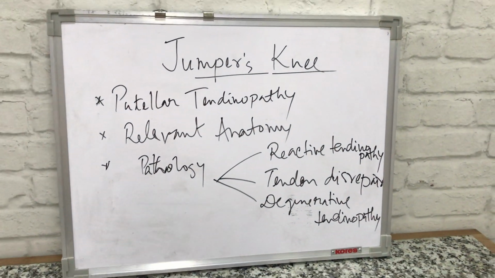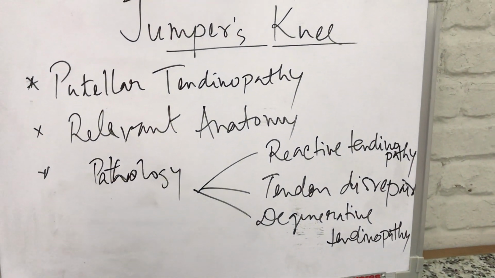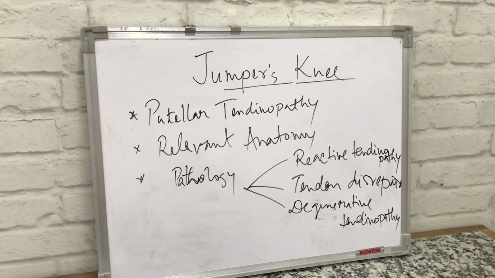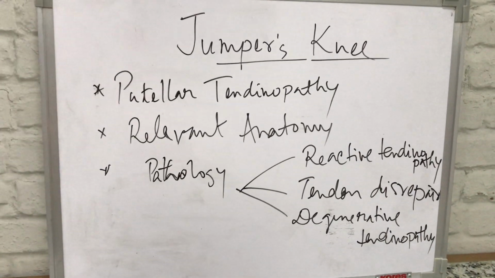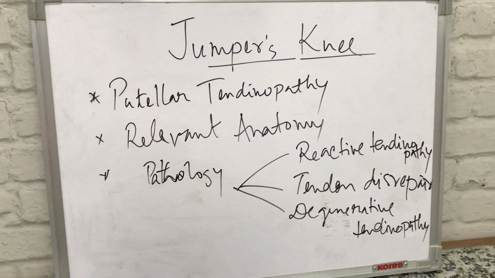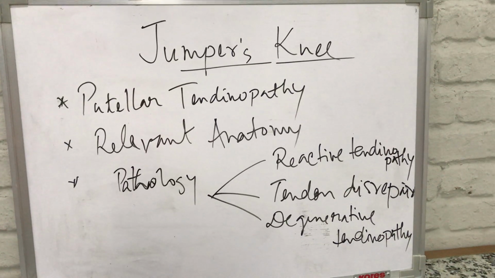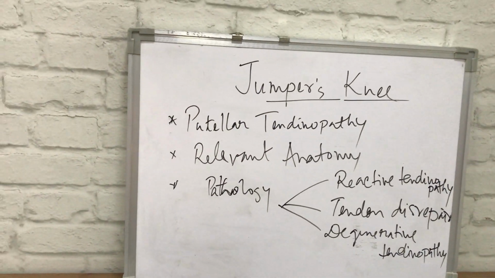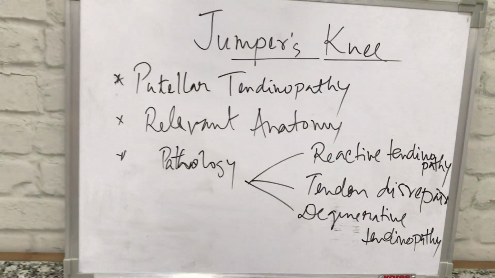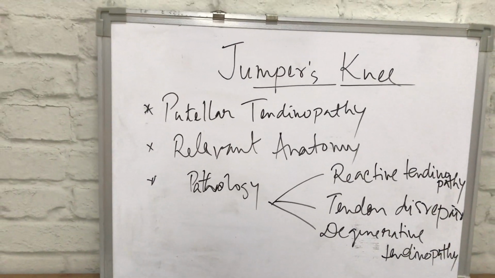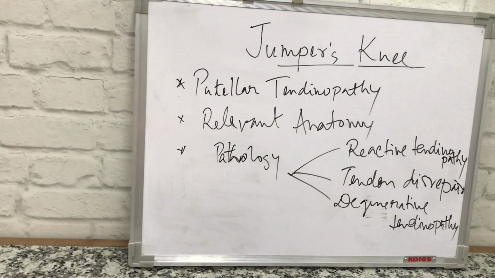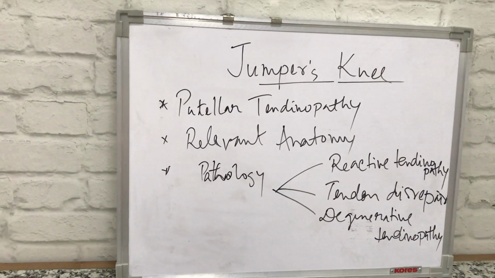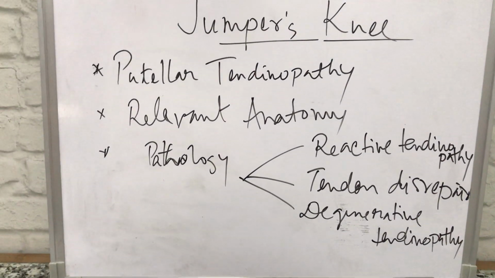So coming to the next phase, that is the tendon disrepair. This is the phase where there is a greater amount of matrix breakdown, that is, there is an increased number of cells present in the matrix, which results in an increase in protein production, that is the proteoglycan and the collagen. This increase in the proteoglycans results in separation and disorganization of the collagen.